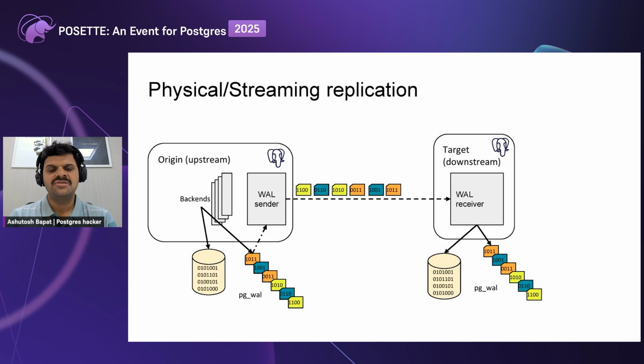Physical replication is an old feature in PostgreSQL. It is meant to replicate the physical view of the database. That is what is on the disk. So here in the picture, we see that there is an origin or upstream, which is a normal PostgreSQL server where there are backends running, clients connecting, and they are making changes to the database. On the left bottom, you will see the disk view, and the backends make changes to that disk view or the physical view of the database.